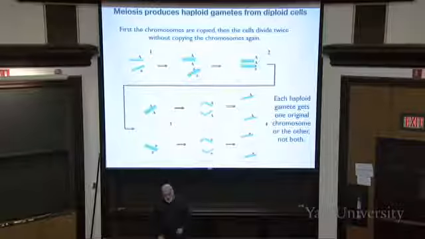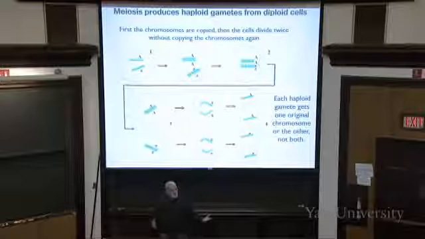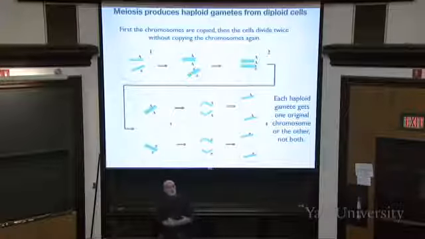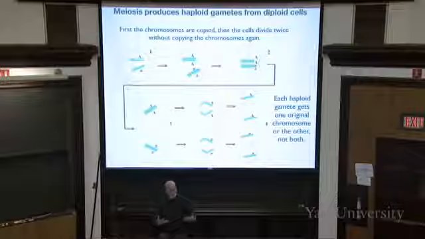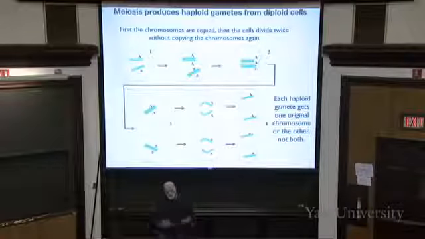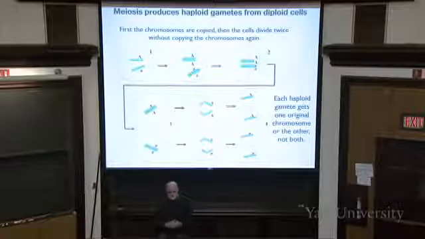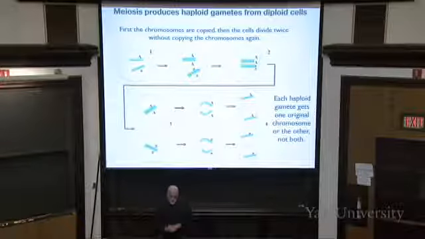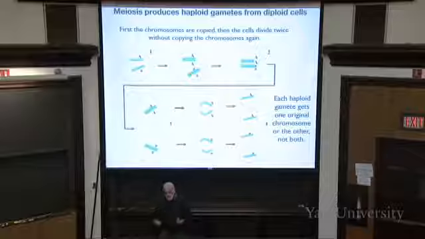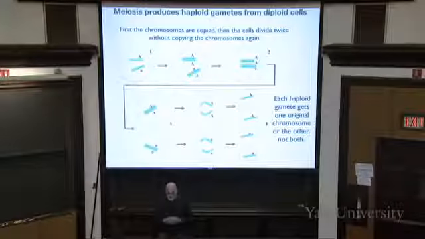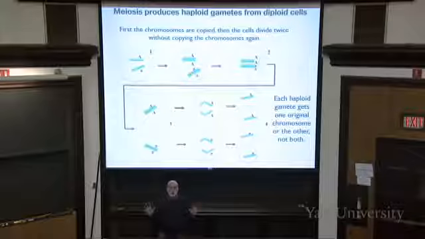Then out of the original cell, you're going to go through a process first of duplication, another duplication, then you're going to reduce them each twice by going through two mitoses in sequence. And as a result of that, each haploid gamete is getting one original chromosome or the other, but not both. That's a cartoon of meiosis.